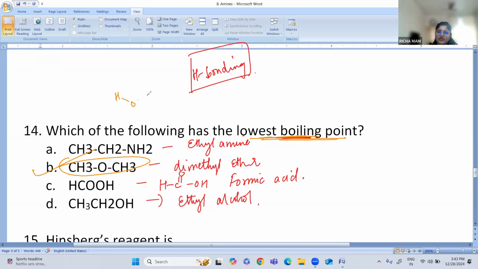Now in the amine, your nitrogen will form hydrogen bonding. Again, in formic acid, the hydrogen and oxygen will form hydrogen bonding. Here also, oxygen and hydrogen form hydrogen bonding like this. But in the ether there is an absence of hydrogen bonding, so it has the lowest boiling point. Ethers, your dimethyl ether.